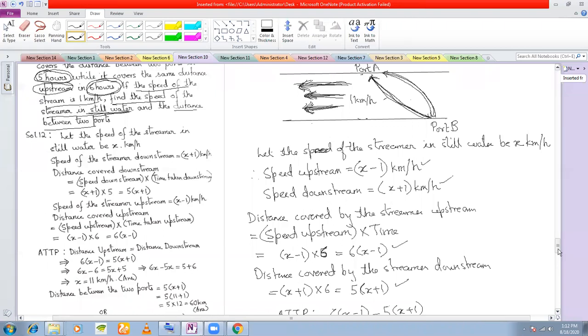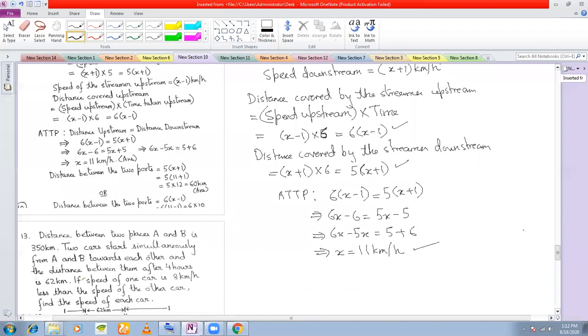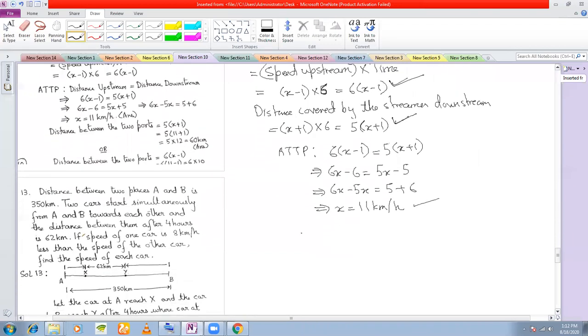Now the question is the distance between the ports. Now what is the distance between the ports? Distance between the ports is either 6 times x minus 1 or 5 into x plus 1. Any one, because the distance remains the same. So you can take any one. Distance between the ports is equal to 6 times x minus 1. 6 times 11 minus 1, which is 6 into 10, which is 60 kilometers.